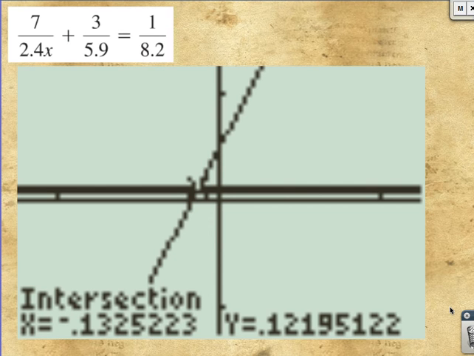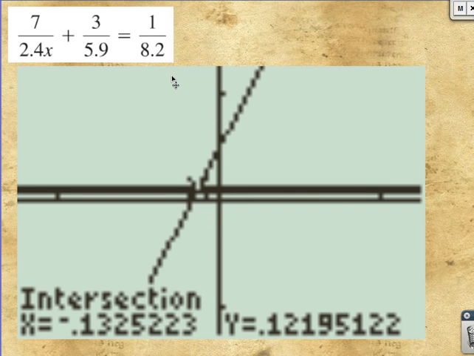But we really don't want decimal answers. Well, you've really already got decimals in the problems. So there's a good possibility that you're going to get a decimal answer anyway. Unless you want to, for some reason, multiply top and bottom by 10, and you could actually get rid of these decimals: 70 over 24, 30 over 59, and 10 over 82. That way you don't have to deal with decimals.